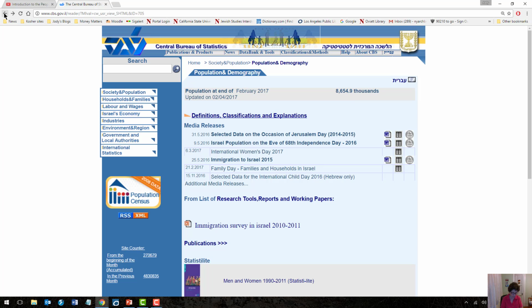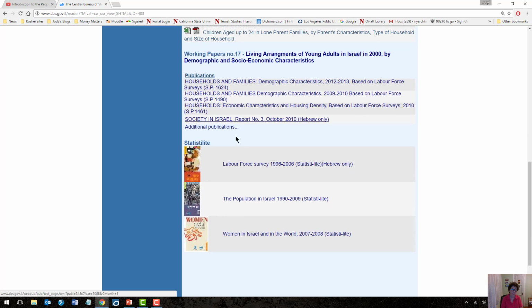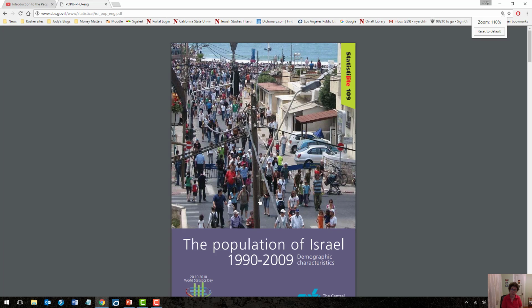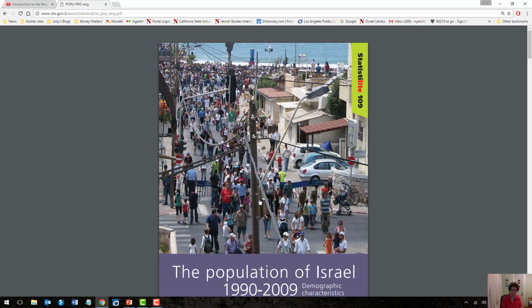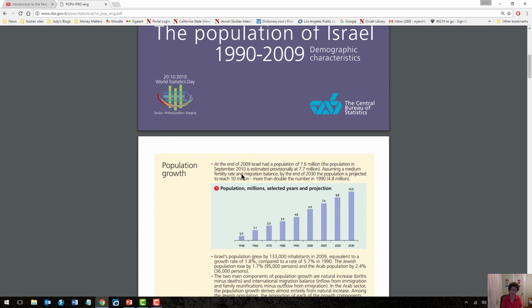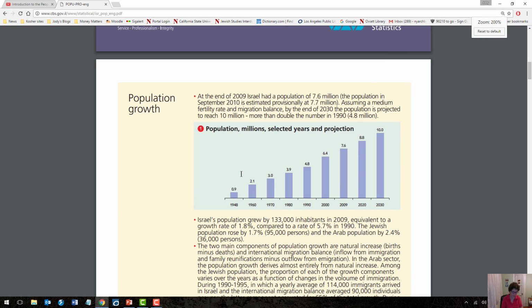We go to the households and families, and there's demographic characteristics. Click. And we're going to go to the bottom where this little Statistilite booklet is. And what we're going to do is look at some of the tables, which are very interesting. The cover. Tel Aviv looks like to me at the beach. At any rate, okay. We're going to look at a number of these tables.